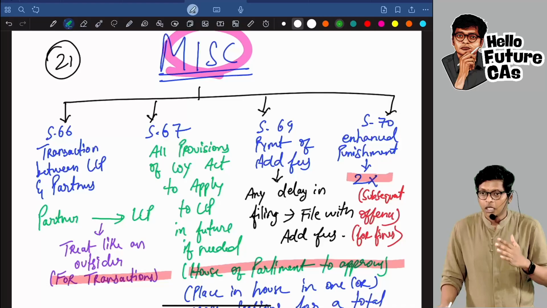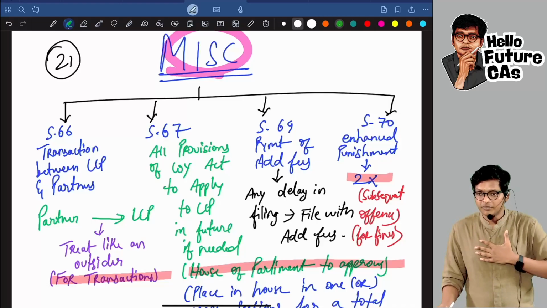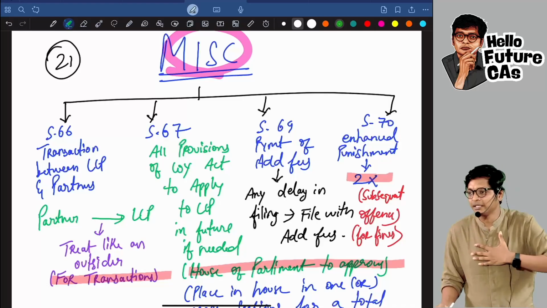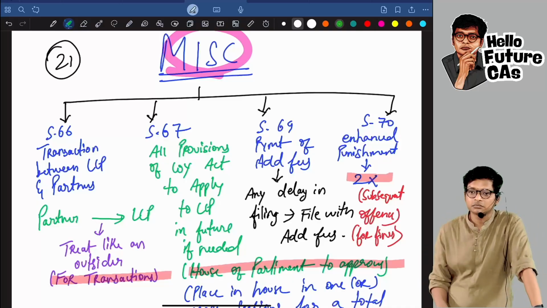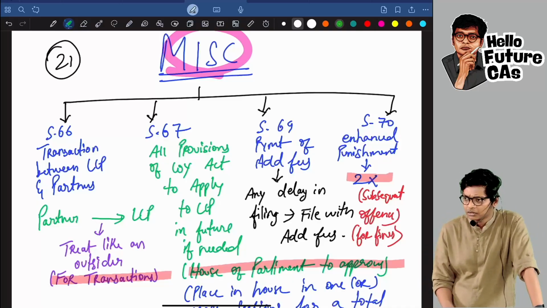Okay. Now I have a restaurant. Let's say SS Hyderabadi Biryani is mine. And I am the partner itself. Okay. Can I go and eat there? Yes. Correct. Will I pay money?